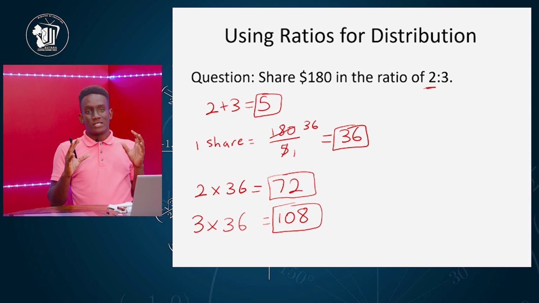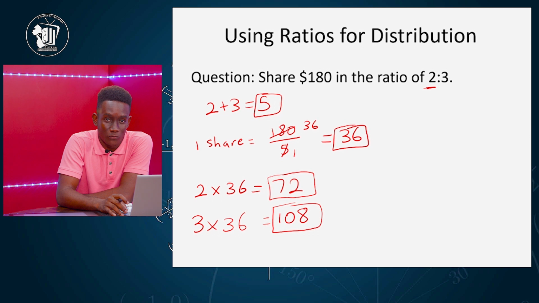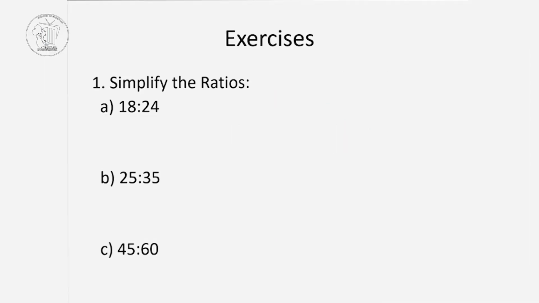Now that we have an understanding of ratio, let's look at an exercise to review the concepts that we discovered so far. The first thing, simplify the ratio 18 to 24. We can divide both the 18 and the 24 by a common factor, which is 6. So 18 divided by 6 would give you 3, and 24 divided by 6 would be 4. So this here would be 3 to 4 when we simplify 18 to 24.